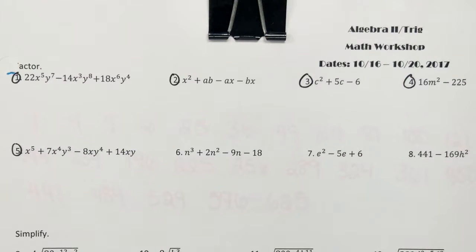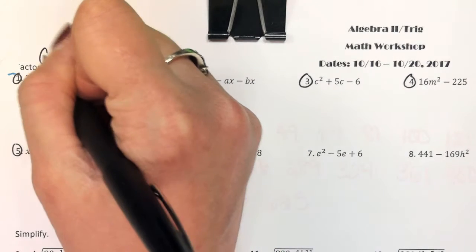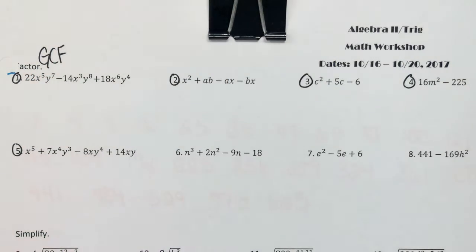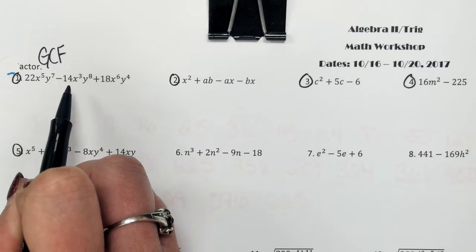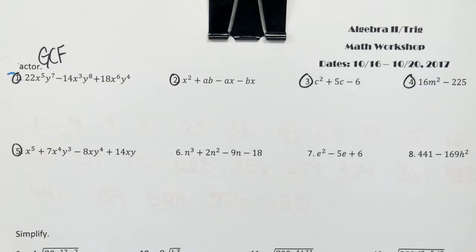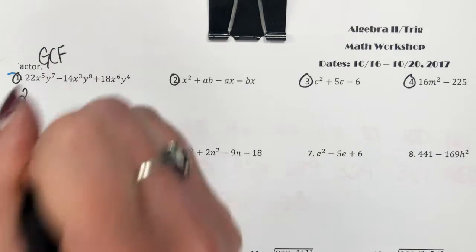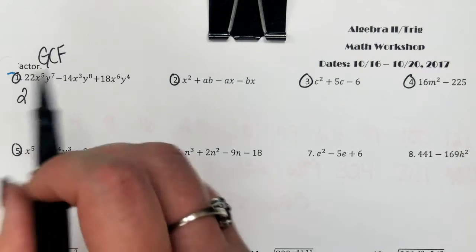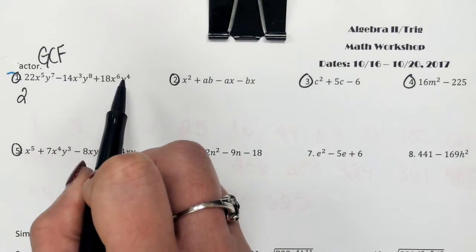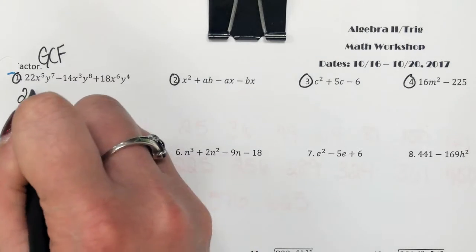There you go. It's got 3 terms. So if you have 3 terms, use those 3 letters, right, GCF? All right, so you got 22, 14, and 18. What number goes into all 3 of those? 2. There you go. And then with your letter, you just find the smallest letter. What's the smallest x value? The 5, the 3, or the 6? 3. The 3. There you go.